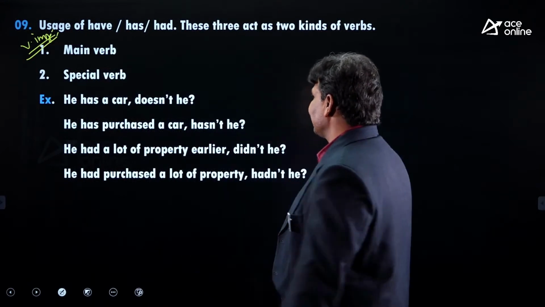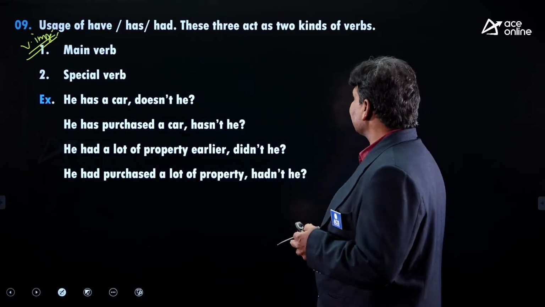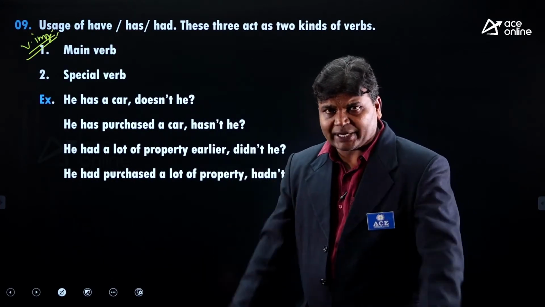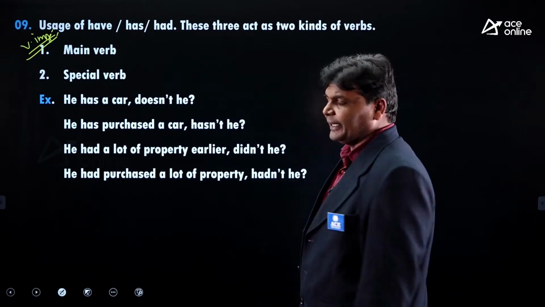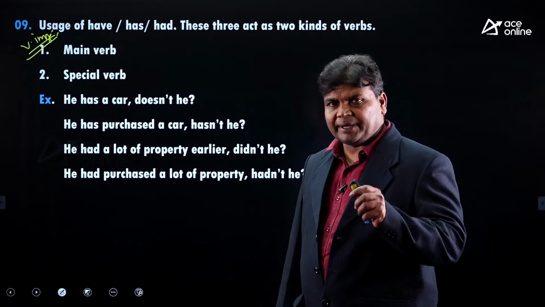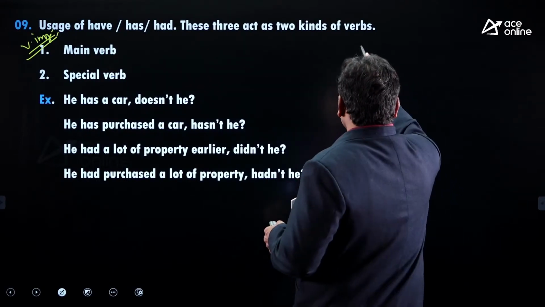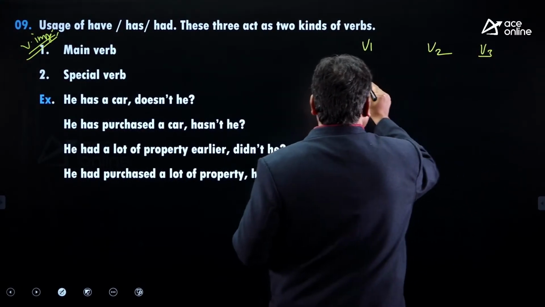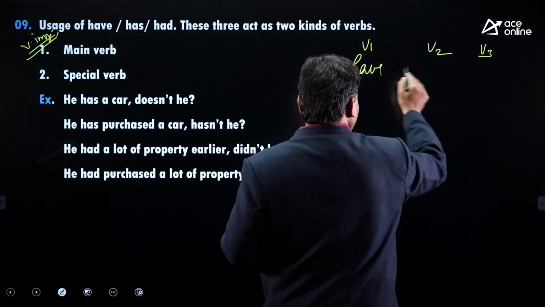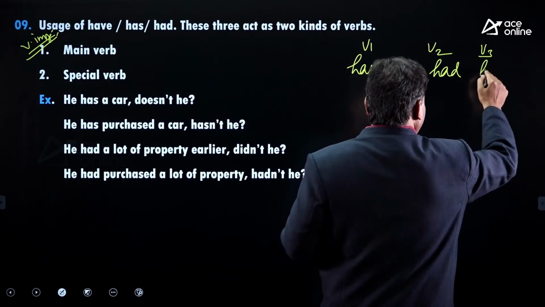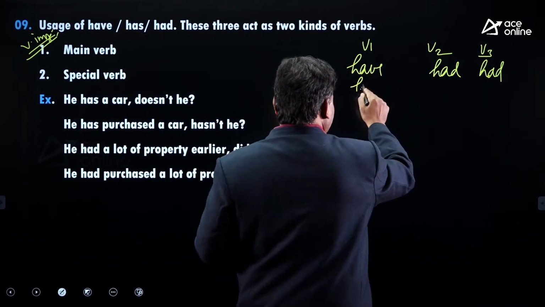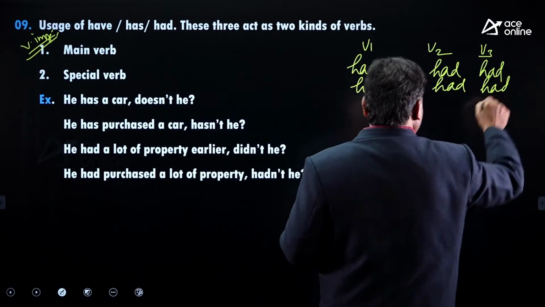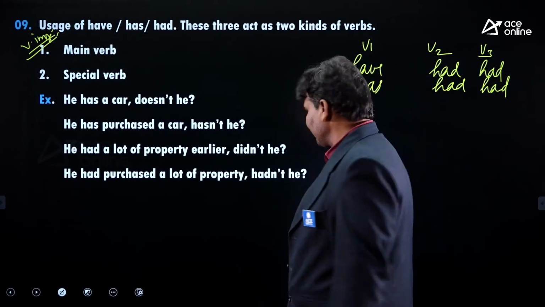Usage of have, has, had. These three act as two kinds of verbs. What are these two kinds of verbs, students? Like main verbs. Main verb has V1, V2, V3. For example, if I take it as have, had, okay, right. Has, had. This I call it as the main verb now.